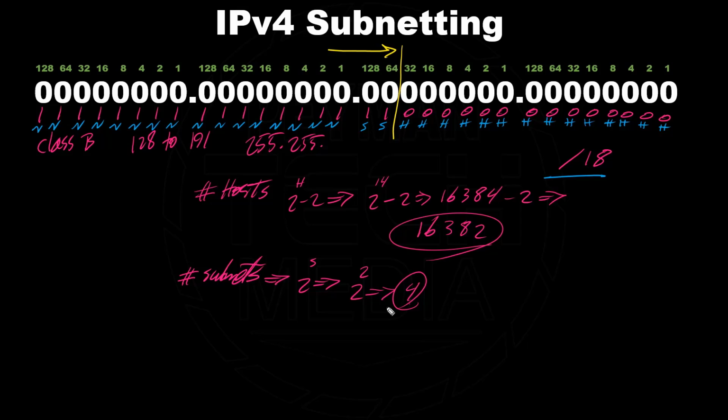So we will have 4 subnet bits. And in each subnet, we will have 16,382 available IP addresses per subnet. Now what is the new subnet mask?